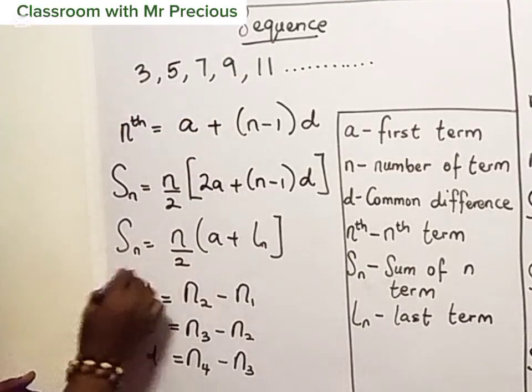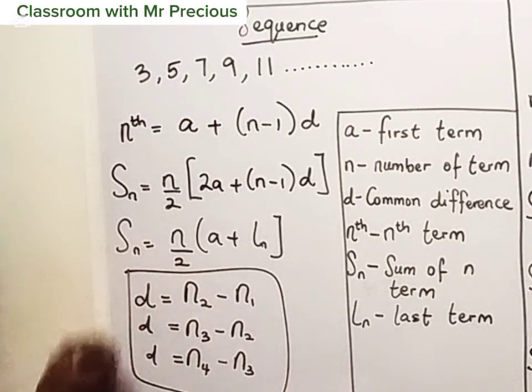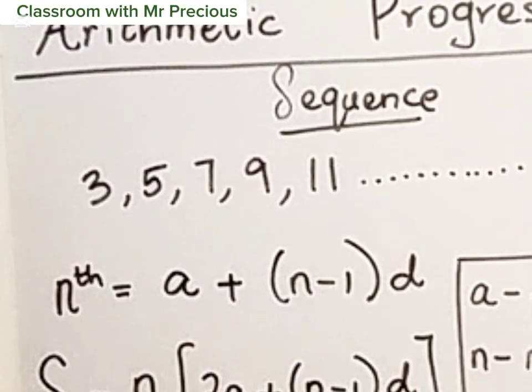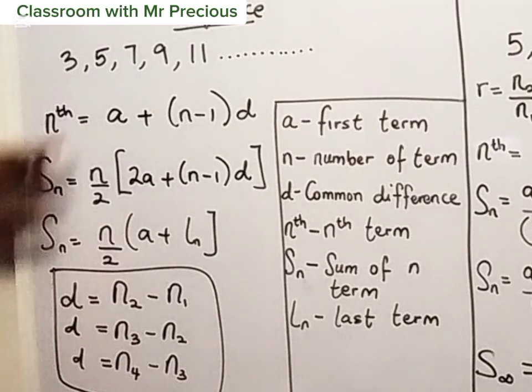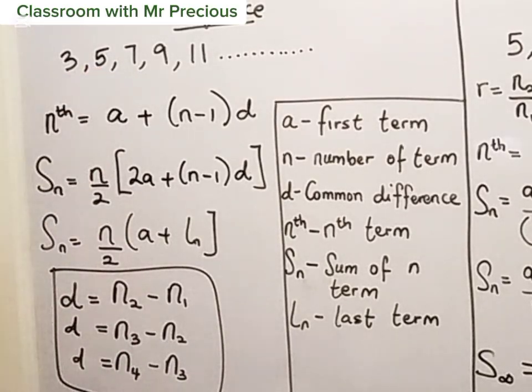That was what I meant by all these things I was trying to explain here. You can get your common difference by just subtracting a term from the term before it. So second term minus first term, third term minus second term, and so on and so forth. Please don't forget that. So if you have gotten your common difference, like here now, our common difference is 2.